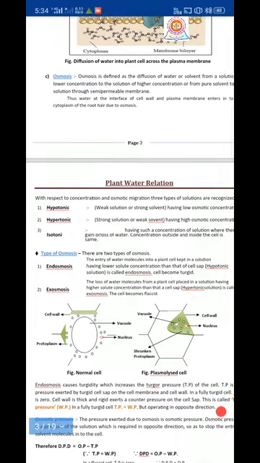Exoosmosis is the loss of water molecules from the plant cell. When water molecules move out from the cell sap, it is known as exoosmosis, and that happens because of higher solute concentration. Because of exoosmosis the cell becomes flaccid.